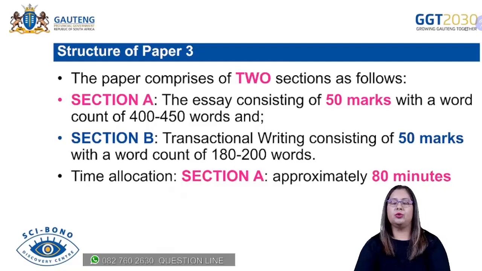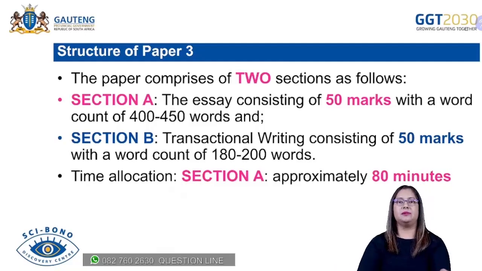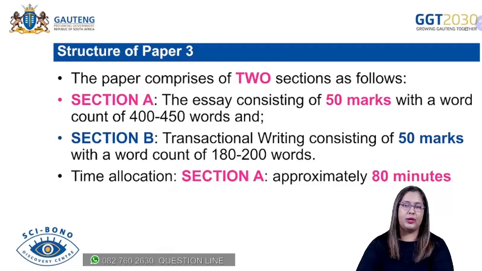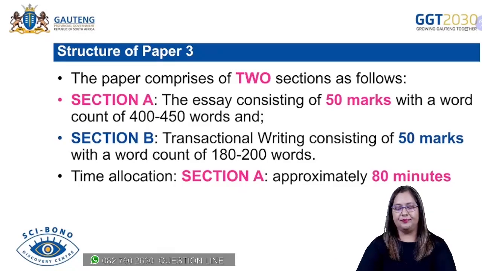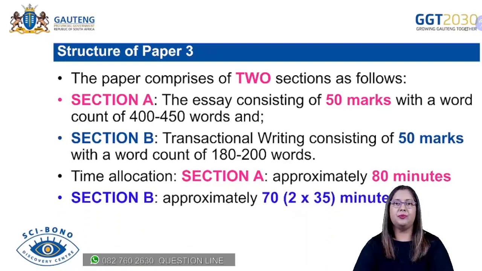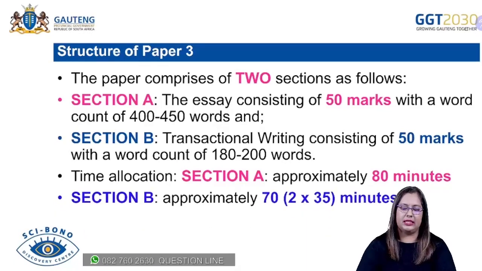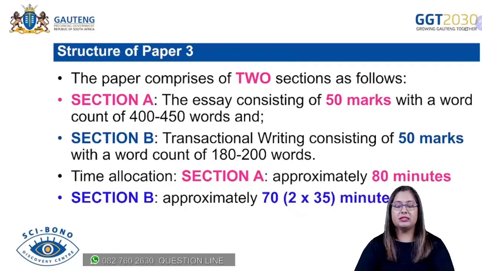Your time allocation for this paper in terms of section A and B is as follows. Section A, we need approximately 80 minutes from you here to answer the question thoroughly and efficiently. And then in terms of section B, we also need you to spend approximately 70 minutes there, where you're doing 2 tasks of 35 marks and requiring to spend some time there as well.